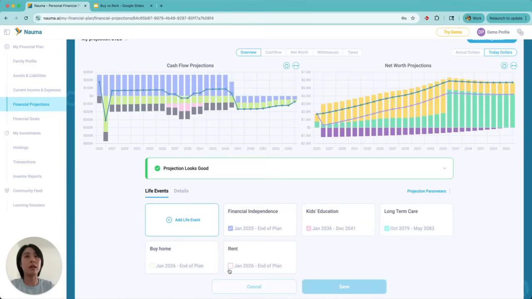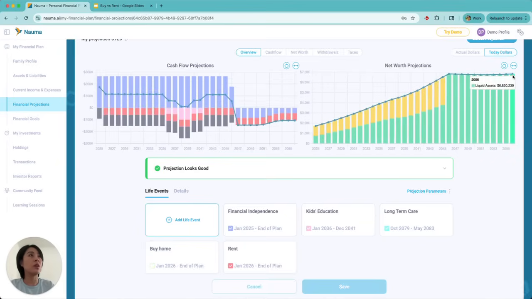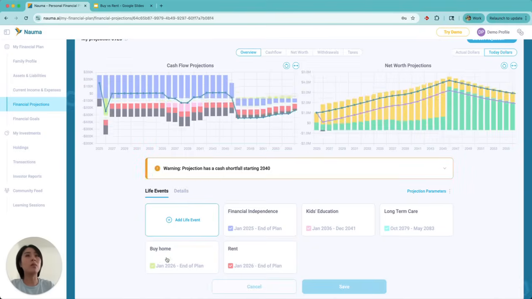On the other hand, if you remember, if we just rent, we end up with 6.8. So in terms of net worth in 30 years, it seems to make more sense to buy, because there's roughly a $1 million difference.